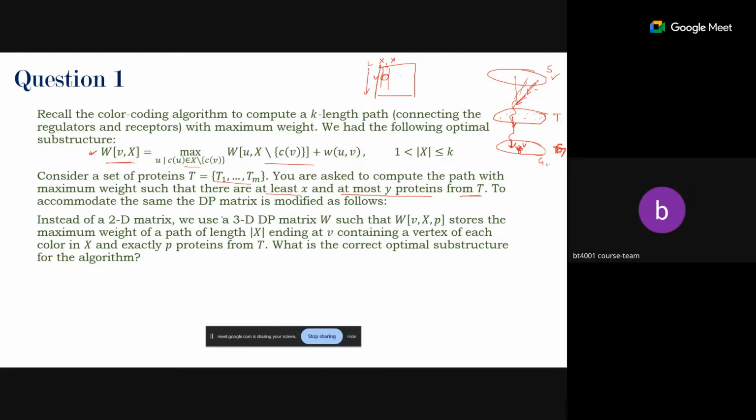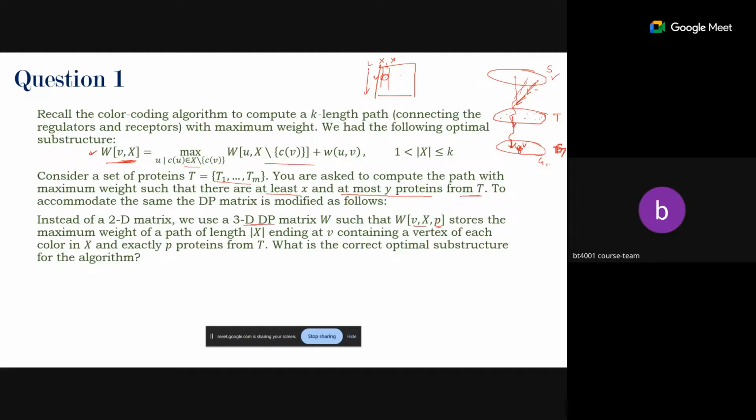So for the optimal substructure, we are going to use a three-dimensional DP matrix instead of a two-dimensional DP matrix here. Apart from the information V and X, which is exactly the same as what we had previously, we are going to use another dimension which stores the number of proteins, not exactly the number of proteins, but a count on how many proteins we are including from T in that path. Okay, so here we will be having W(V, X, P).